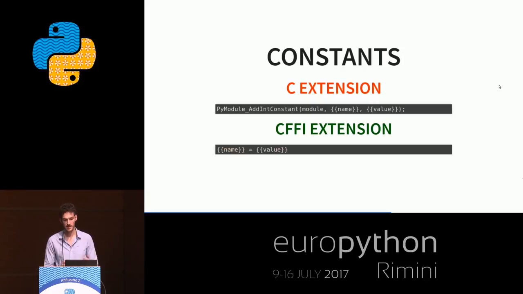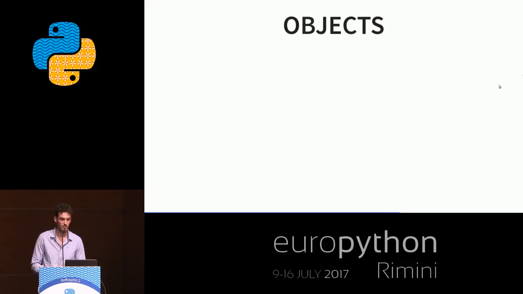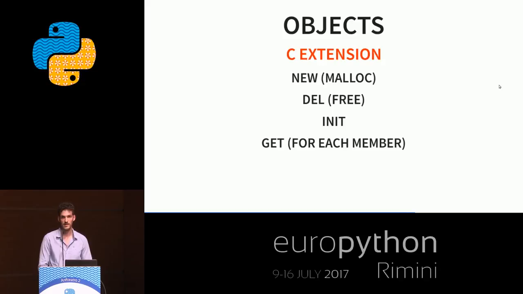But only with constant, you don't go far away. Next step is to create binding for struct. Here's the difficulty: in Python, there is no struct concept. So there are classes, which is similar. With CPython, you have to handle the new, the del, init, get for each member. And I don't handle the set. So with my C wrapper, you can't update an object after it is initialized.